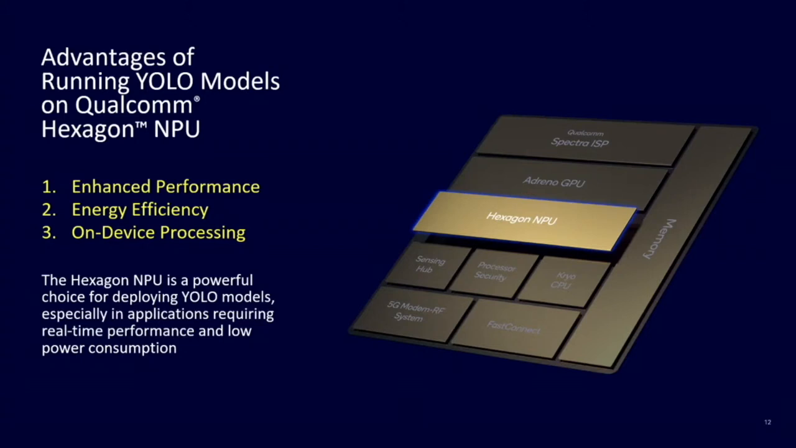And third, of course, is on-device processing, because nothing can beat doing the inferencing right on the device, because of security reasons and also cost constraints. So the Hexagon NPU is really a powerful choice for deploying YOLO models, especially in applications requiring real-time performance and low power consumption.